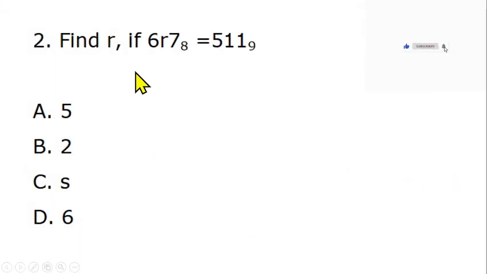Now, the second question is from number base. You have to find R if 6R7 base 8 is equal to 511 base 9. So we have to find the value of R here. This is in base 8, this is base 9.